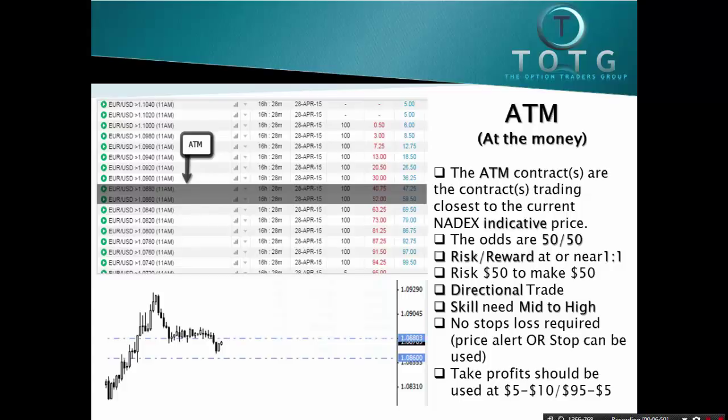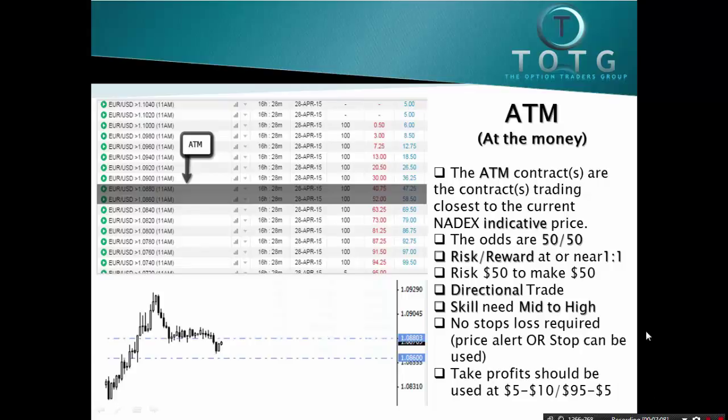Here, you still have to be good, but not as good as the in the money, because it doesn't have to go very far. As you can see, say you bought this strike, price only has to go a few ticks. It could finish one tick above here, and you'll make your $50 on that. Okay, so that's how that works.